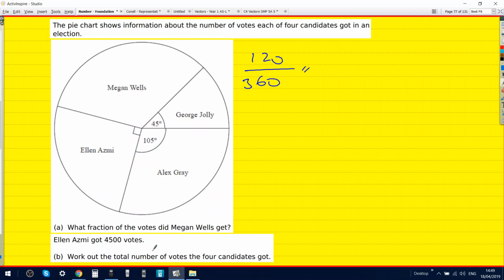Right. Okay, how about... Work out the total number of votes the four candidates got. So Ellen got 4,500.